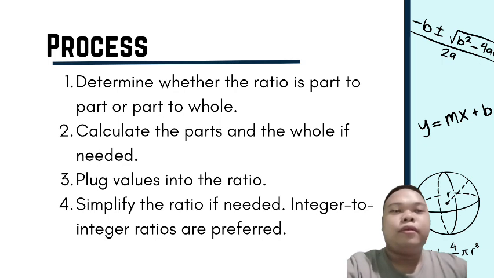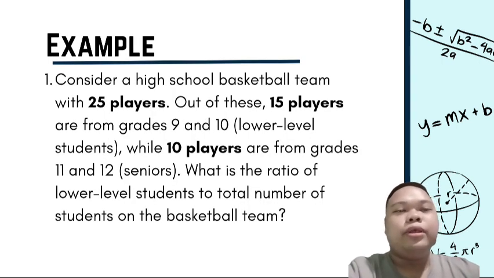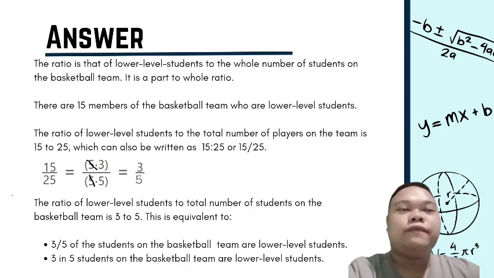For example, here is a scenario. Consider a high school basketball team with 25 players. Out of these, 15 players are from grades 9 and 10, lower level students, while 10 players are from grades 11 and 12, or seniors. What is the ratio of lower level students to the total number of students in the basketball team? The ratio of lower level students to the total number of students in the basketball team is a part-to-whole ratio.